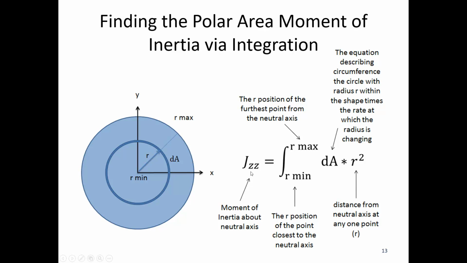So the moment of inertia about the neutral axis, Jzz, the polar moment of inertia, goes from r min to r max. If you have material at the center point, r min is simply going to be 0. R max in this case would be the outer radius of my circular area. dA is going to be the equation describing the circumference of the circle within the shape. In a circle, it's just going to be a circle all the way out as we radiate out. But if you had something like a square, parts of that circumference would be inside the shape, parts would be out. You'd have to make that difficult calculation if you're doing this via integration. So the circumference times the rate at which we're radiating outward, dr, is going to be my rate of change of area. So the circumference equation, dA, which includes the dr term, times r squared. I take the integral of that whole piece, and that's going to be my polar moment of inertia.